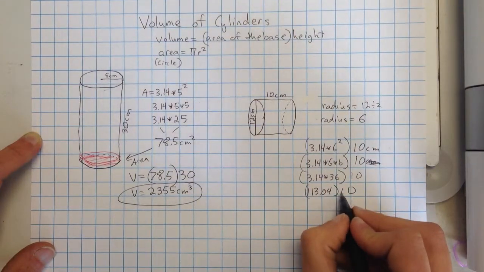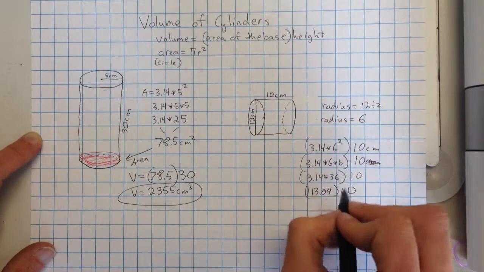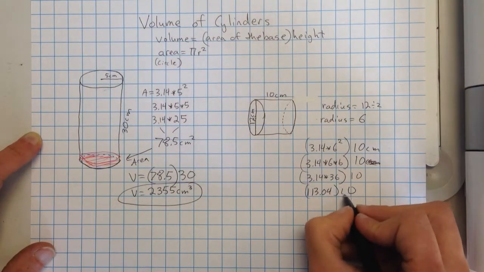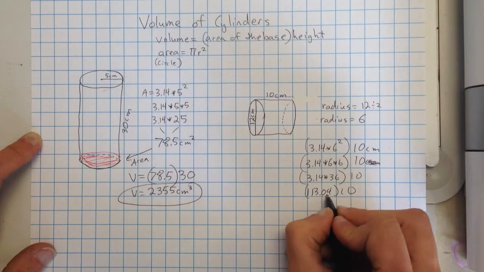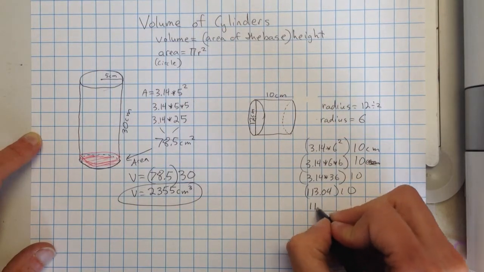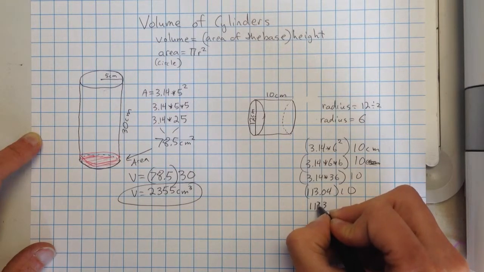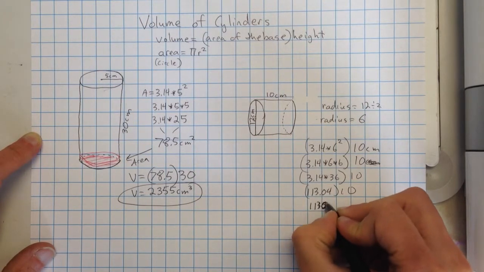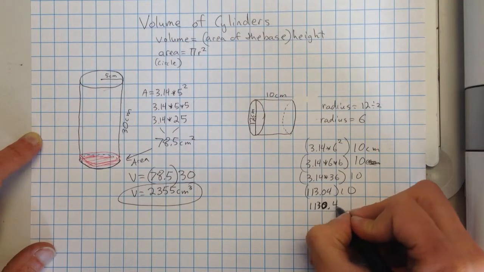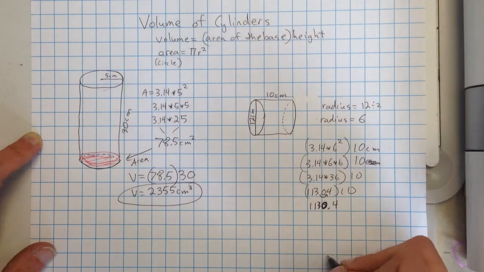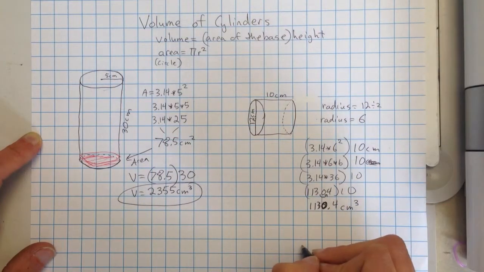And when you're multiplying by 10, you can either stack them and move 2 digits at the end, or you could remember the shortcut. How many zeros are in this power of 10? There's 1, so I move the decimal point over 1 to the right. So I'd have 1,130.4. We just moved the decimal point over 1 time to the right. And that's going to be centimeters cubed.